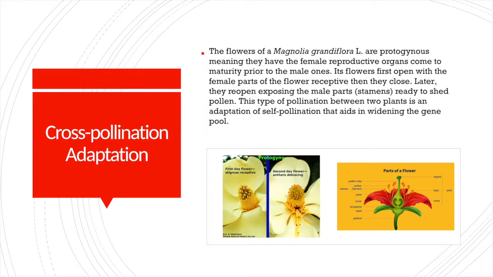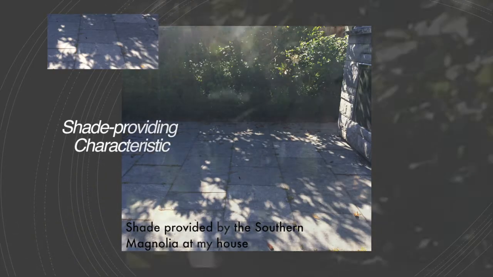Another adaptation is the ability to cross-pollinate. The flowers of the Magnolia grandiflora are protogynous, meaning they have the female reproductive organs come to maturity prior to the male ones. Its flowers first open with the female parts of the flower receptive, then they close. Later, they reopen, exposing the male parts, stamens ready to shed pollen. This type of pollination between two plants is an adaptation of self-pollination that aids in the widening of the gene pool.